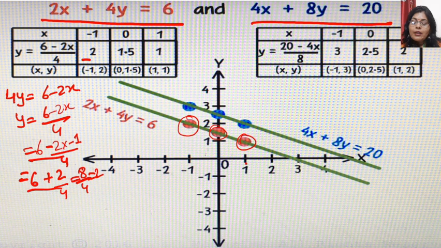Now let us come to the second equation. In a similar way, we'll put the values and we'll get the answer. Then minus 1, 3.